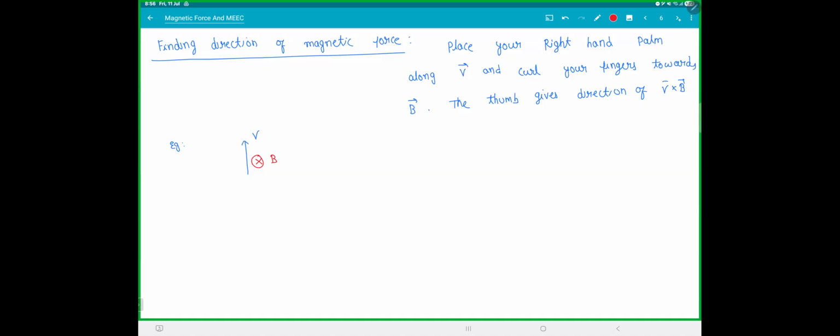So when you make your fingers like this, the thumb is pointing which way? Your left hand side, isn't it? Your thumb is pointing to your left hand side. Can you see the direction? So the V cross B direction would be that way. This would be the direction of your magnetic force.